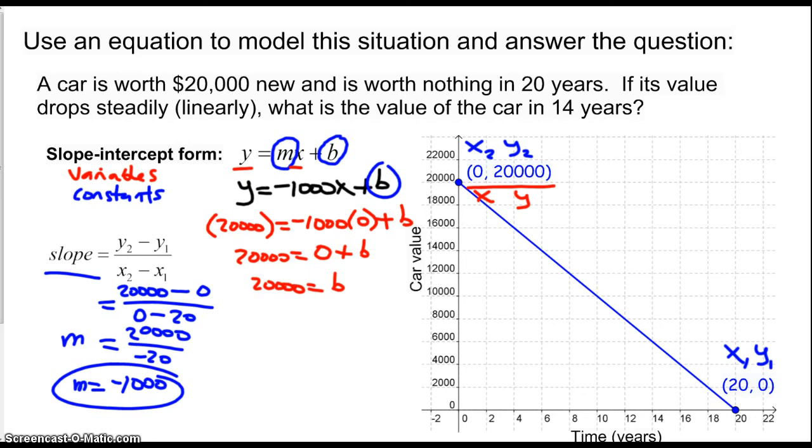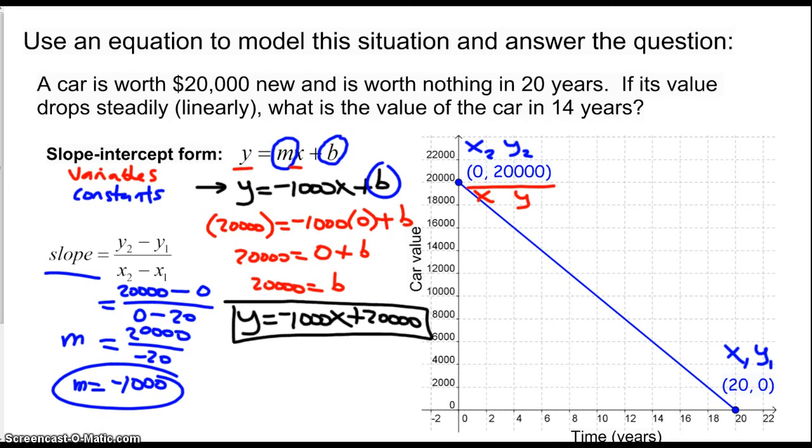And so now I can write my equation one more time. I'm going to go back to this version, and I'm going to write it over again. I already know that the m is negative 1,000, but now I found out that the b is 20,000, so I can fill that constant in now, right? All right, excellent. Now I've got an equation. Now this equation is a model. It represents the car situation here.